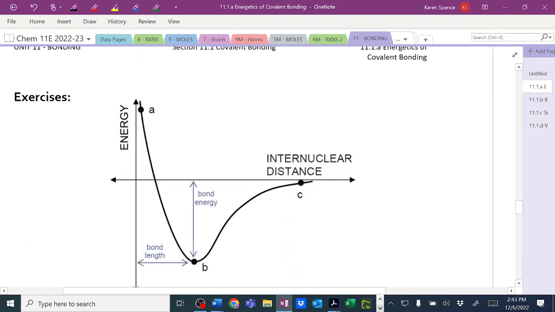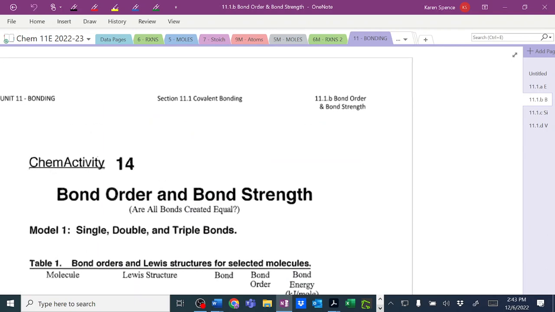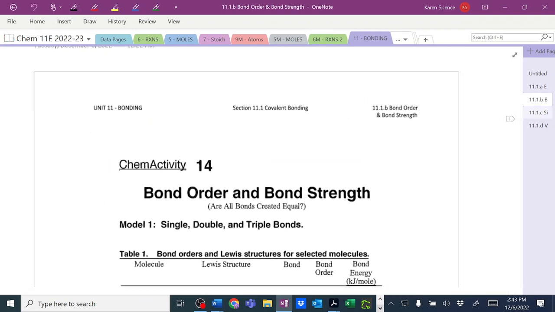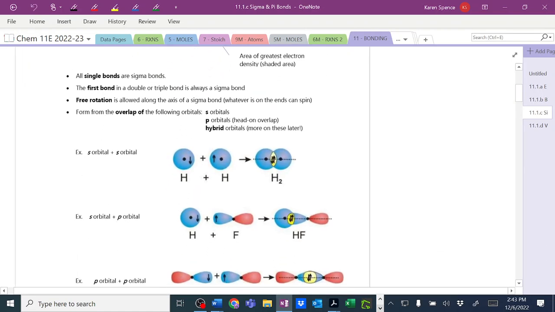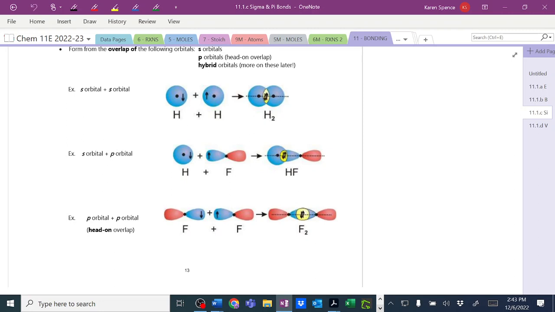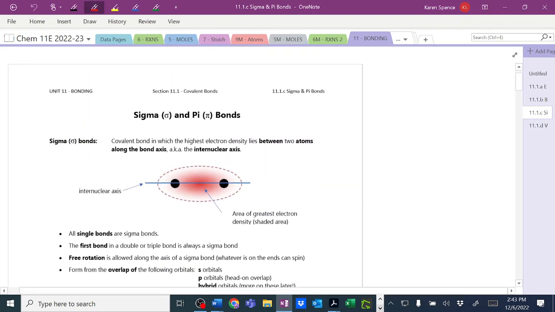There are some exercises here. We're going to leave that for now, though. And actually, I don't want to do this one today because that's more of a full class kind of thing. We're going to go to 11.1c, which if you had page numbers would be on page 13. Just go to the end of 11.1b.